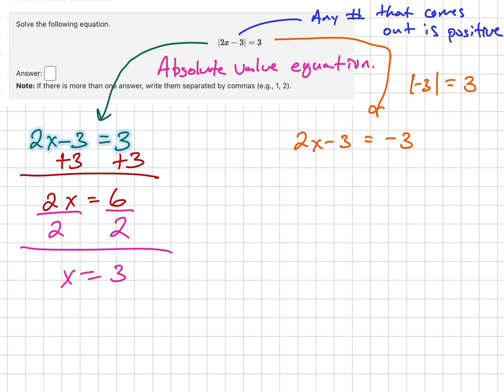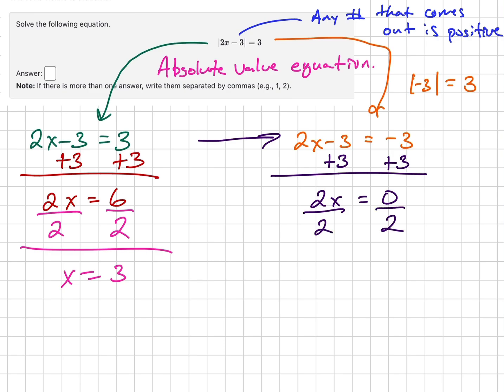Now we do the same thing over here. We do the exact same process right there. Opposite of negative 3, positive 3 to both sides. 2x equals 0. Divide both sides by 2. And we get x equals 0. Those are my two solutions.